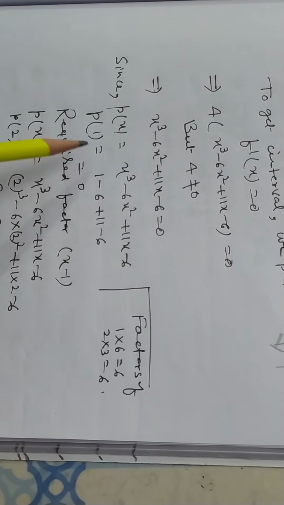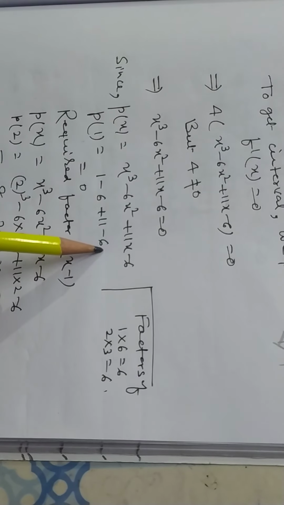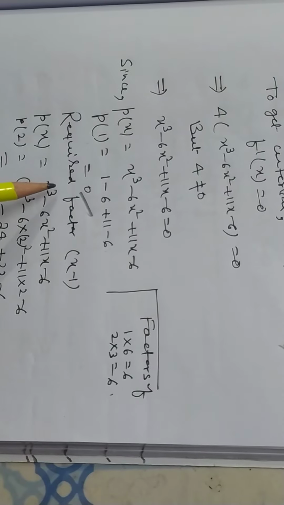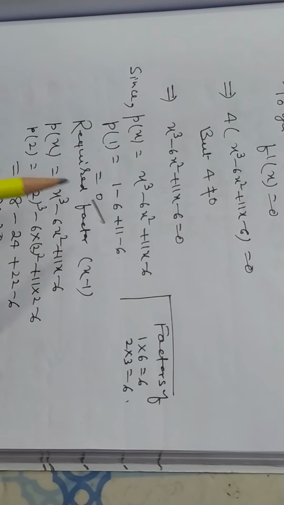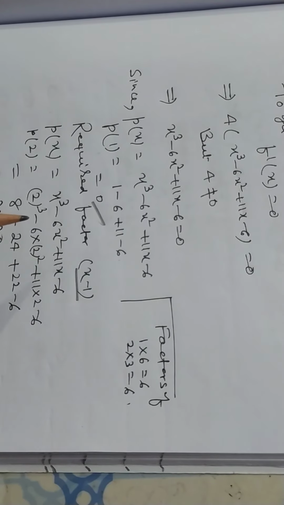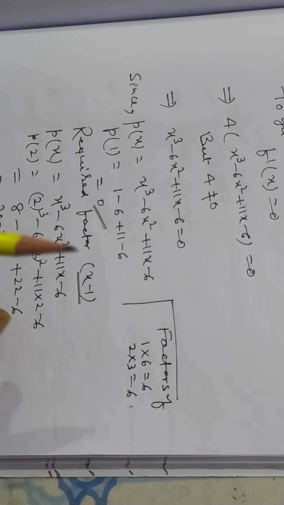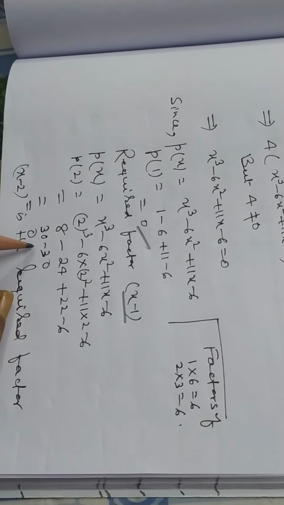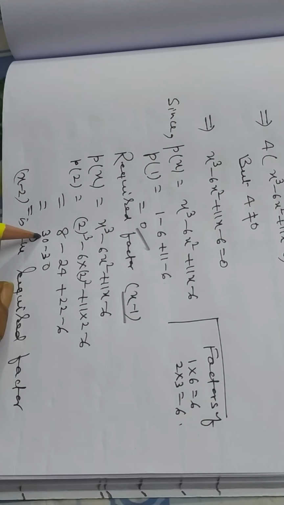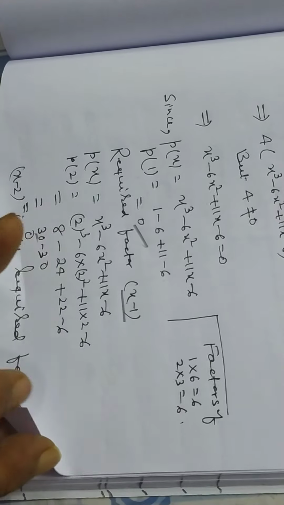We put x is equal to 1. The value of this polynomial is 1 minus 6 plus 11 minus 6, that is 0. So the corresponding factor is x minus 1. Similarly, for x cube minus 6x square plus 11x minus 6, put x is equal to 2. We will get the value of the polynomial at x is equal to 2 is 0. So the corresponding factor is x minus 2.